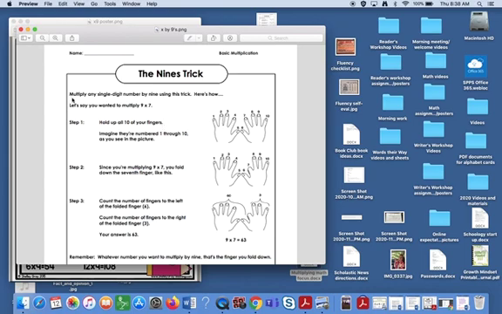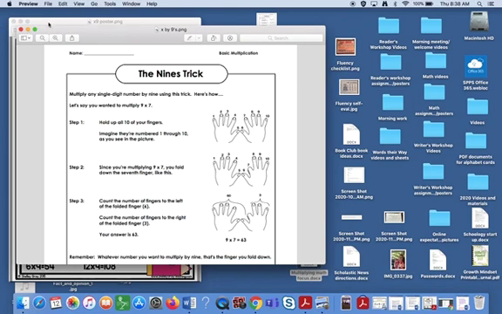They have a nines trick right here, which is to multiply any single digit number by 9 using this trick. Here's how. Say you wanted to multiply 9 times 7. Step 1 is hold up all your fingers. You always have to have your thumbs touching, and you imagine that they're numbered 1 through 10 as you see in the picture. Since you're multiplying 9 times 7, you fold down the 7th finger. You can see that the person has the pointer finger down on the second hand. Then step 3 is count the number of fingers to the left of the folded finger, which is 6, and count the number of fingers to the right of the folded finger, which is 3. And so your answer is 63. So you can see that 9 times 7 is 63, which is a really fun strategy.